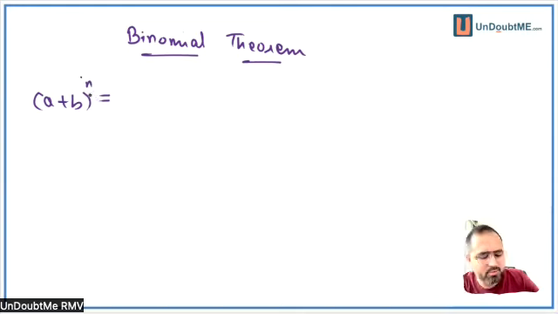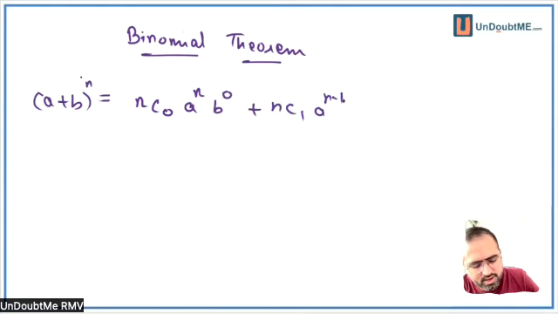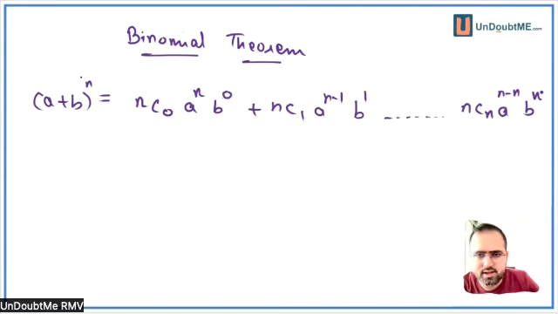So if I have (a plus b) to the power n, then the expansion of this binomial will start from nC0, a to the power n, b to the power 0. nC1, a to the power n minus 1, b to the power 1, and it will go on till nCn, a to the power n minus n, b to the power n. Now, in this expansion, there are a few noteworthy points. The first one is the number of terms.